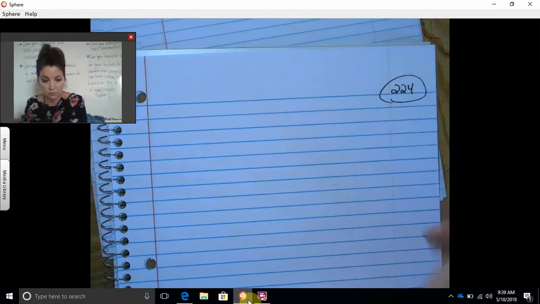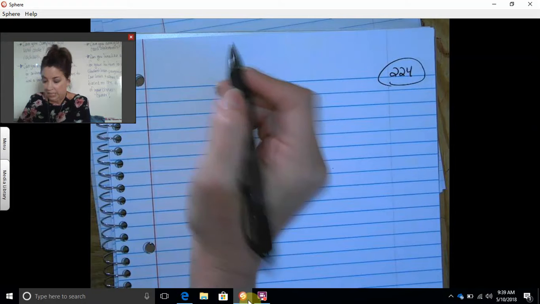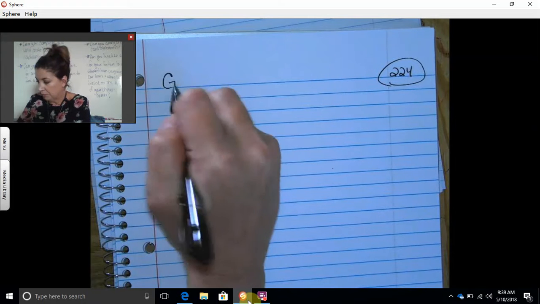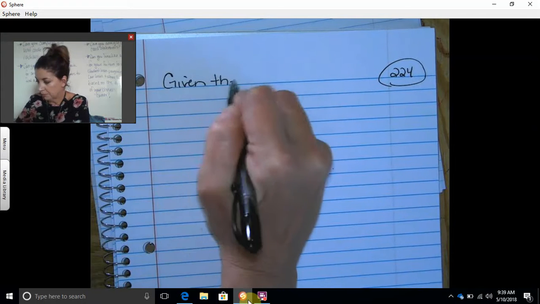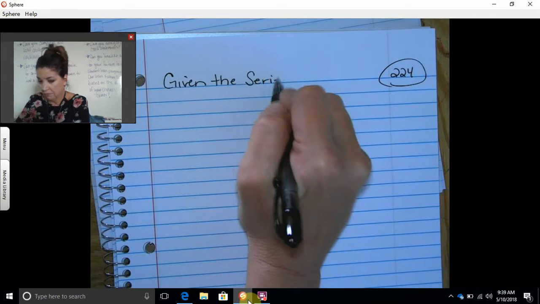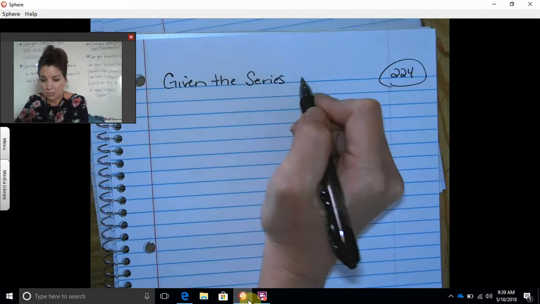224. Given a series, write in summation notation.